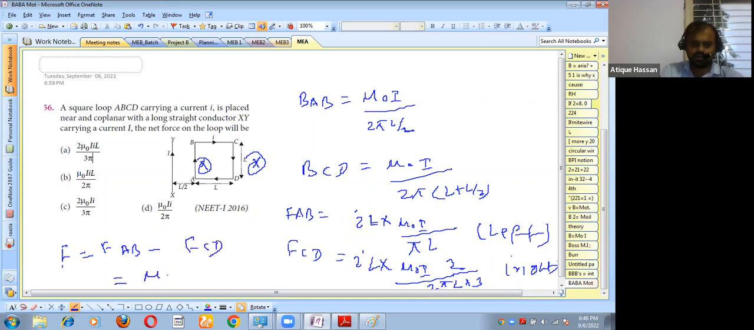So we will take common mu naught I into small I L upon pi. So we will get 1 minus 1 by 3, so we will get 2 by 3. So your answer was correct. We are getting C. Got it?